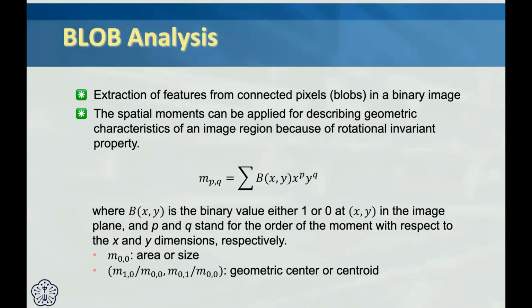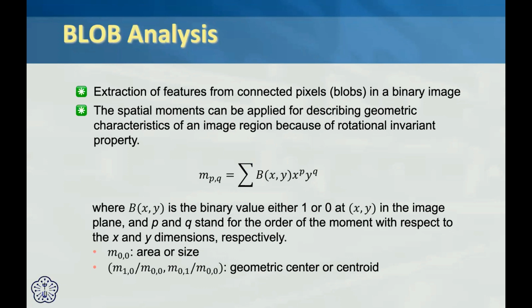And BLOB analysis is used to extract features from connected pixels in a binary image. For example, the spatial moments, like the equation shown in the slides, can give you a lot of information. If both p and q are zero, it gives you the area or the size, or M10 over M00 and M01 over M00 gives you the geometric center, or centroid, of connected pixels in the image.